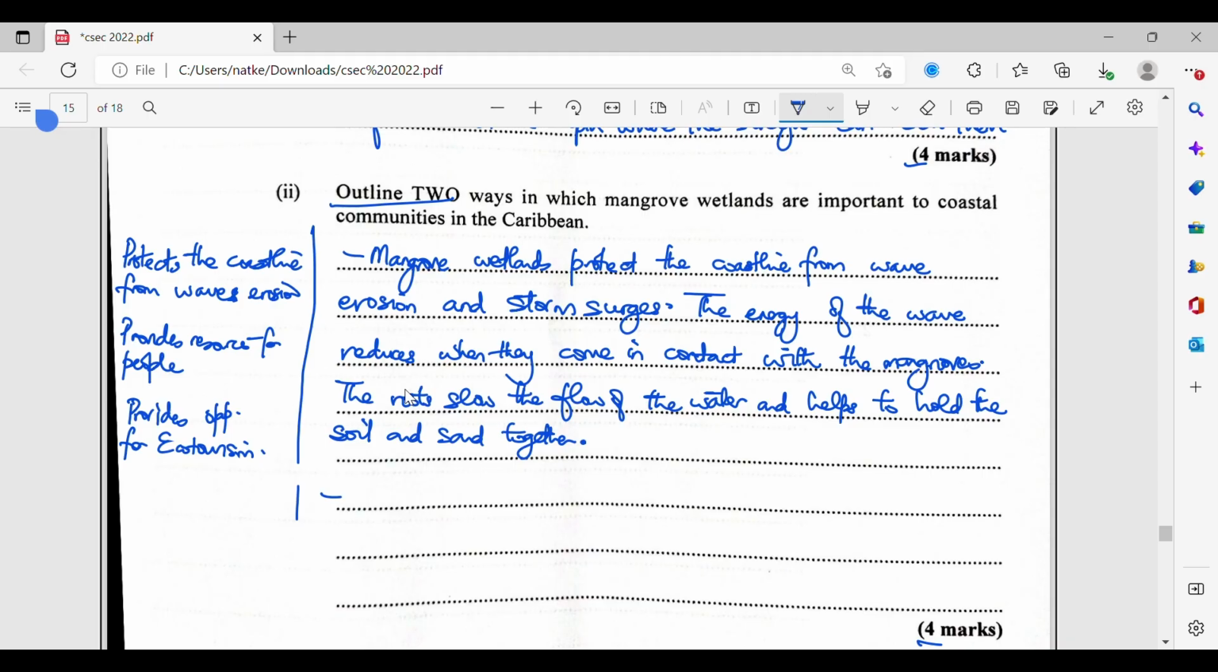So this is how you would have answered this question. It protects the coastline from wave erosion and storm surges. And then you would have provided a little outline basically about how it happens. How is it that it protects the coastline from the wave erosion and from the storm surges? So that is what we would have given in the explanation there, in the outline there, because an outline is actually different from an explanation. So we will go to the next one.